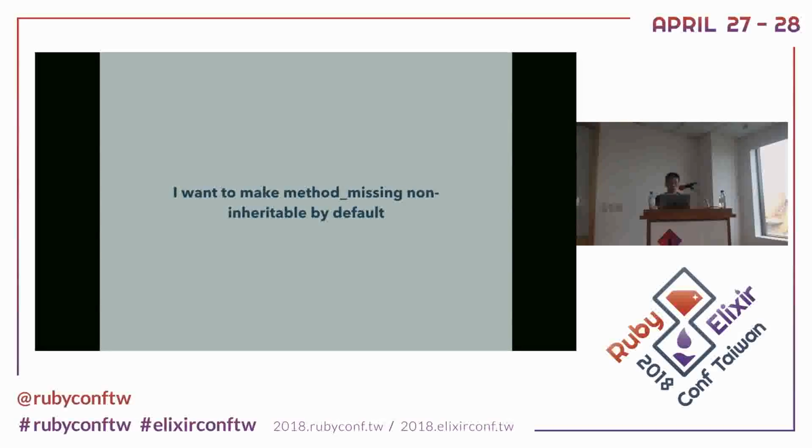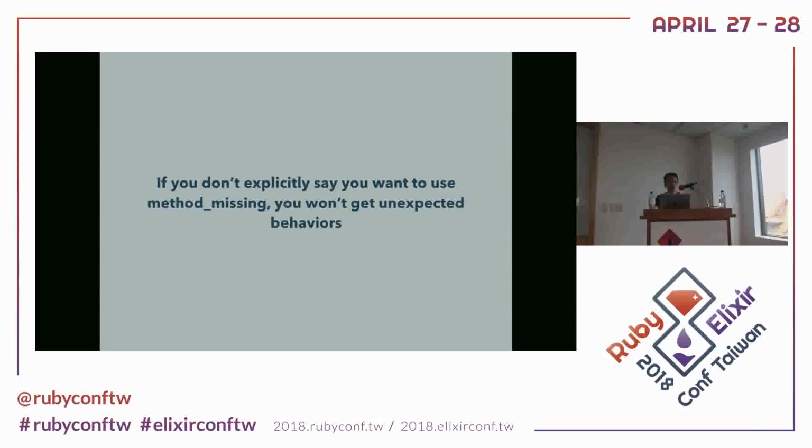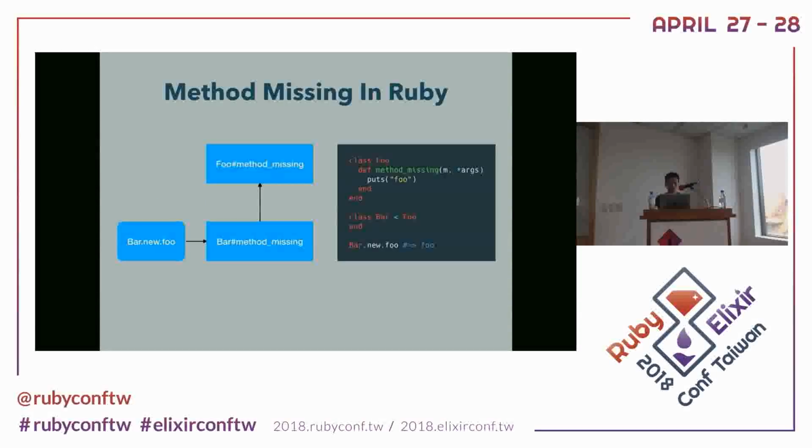I want to make method missing non-inheritable by default, which means if you don't explicitly say you want to use method missing, you won't get unexpected behavior from the inheritance chain. And this is a method missing example in Ruby. Because Bar inherits the Foo class, if you call a non-existent method on a Bar instance, it will trigger Foo class's method missing behavior.